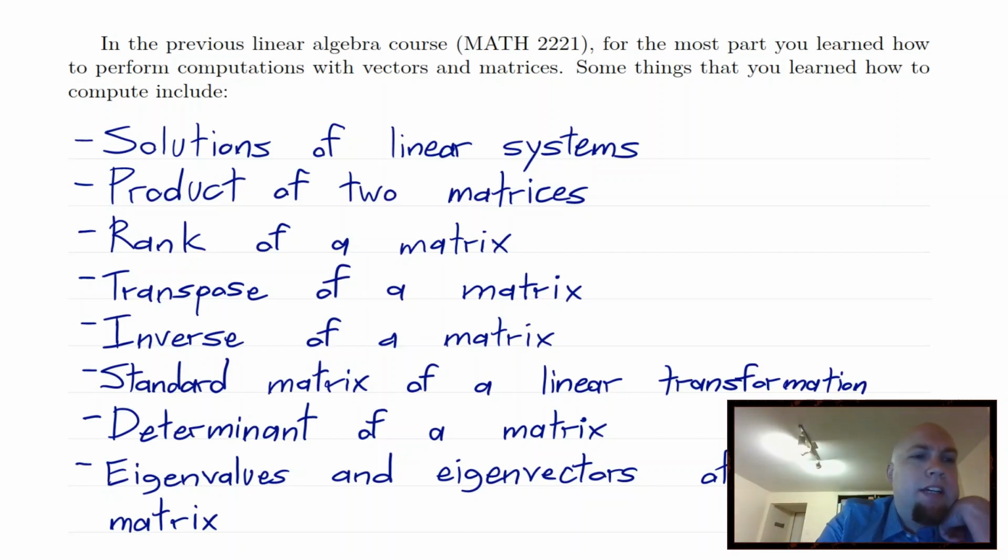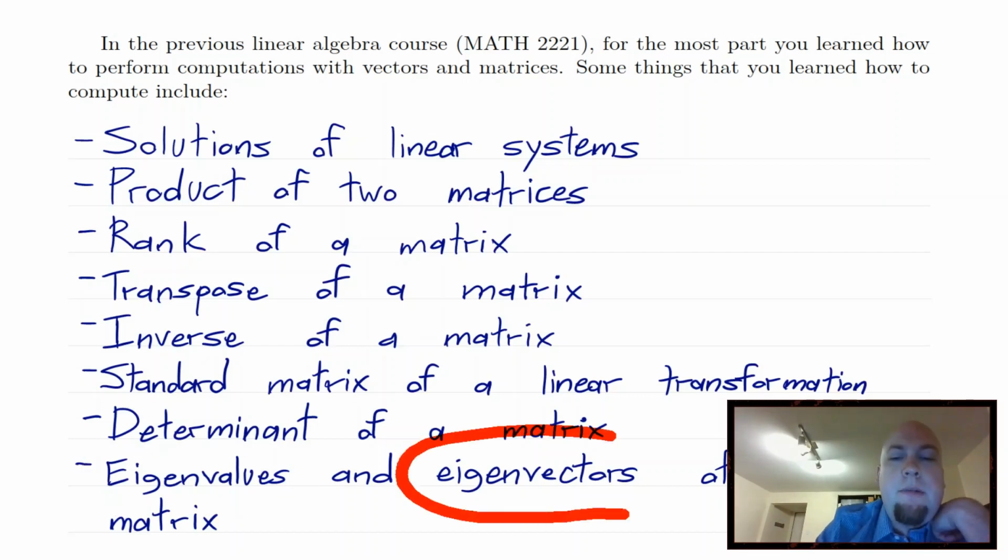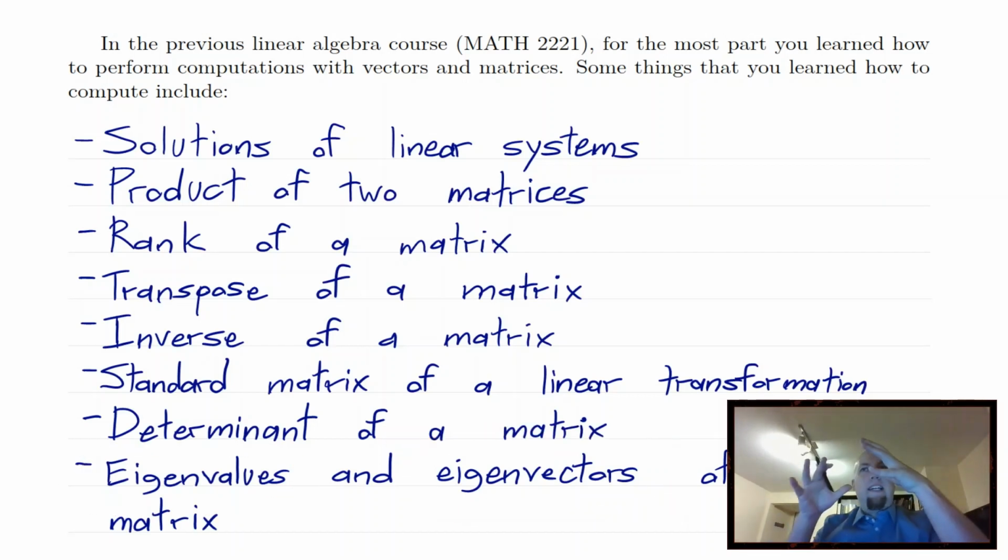And we talked about that more in the previous course. The last thing that you typically do in an introductory linear algebra course is compute eigenvalues and eigenvectors of a matrix. Remember, the eigenvectors are vectors that are not rotated at all by the linear transformation. They just get stretched or shrunk, but their direction remains unchanged. It might flip if the eigenvalue is negative, but they stay along the same line.